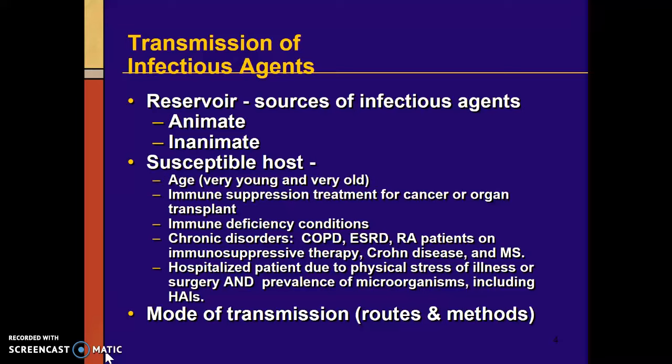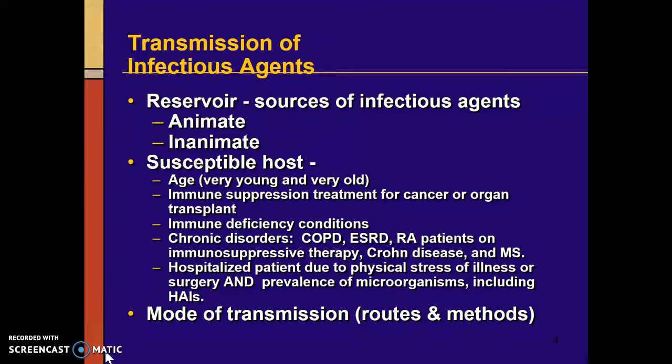You'll see in your book it talks about the reservoir, and these are the sources of where infectious agents come from. They can come from inanimate objects, or they can come from animals or from humans. An inanimate object could be something like a bedside table, and something sits on that and grows, and then someone else touches it, and so people can get infections from both other people as well as from inanimate objects.